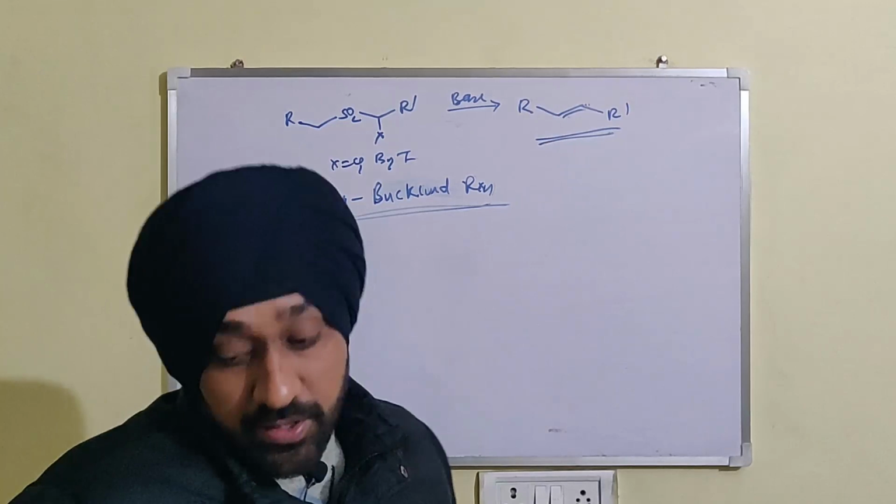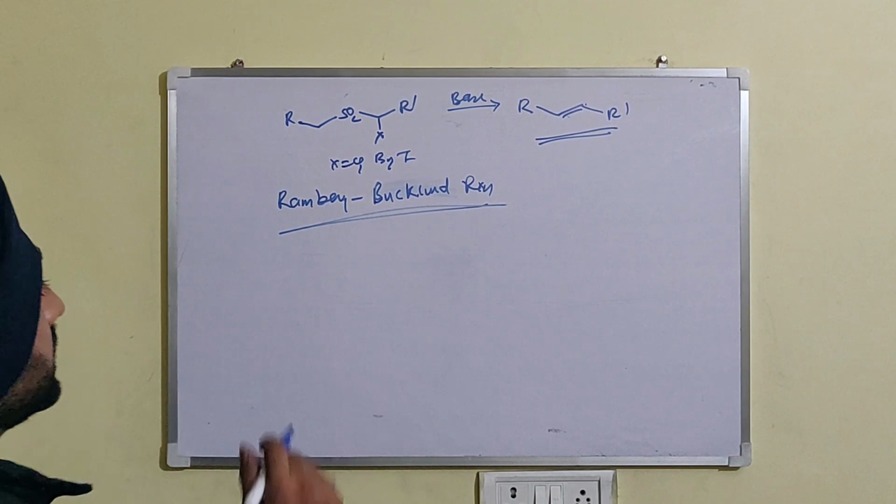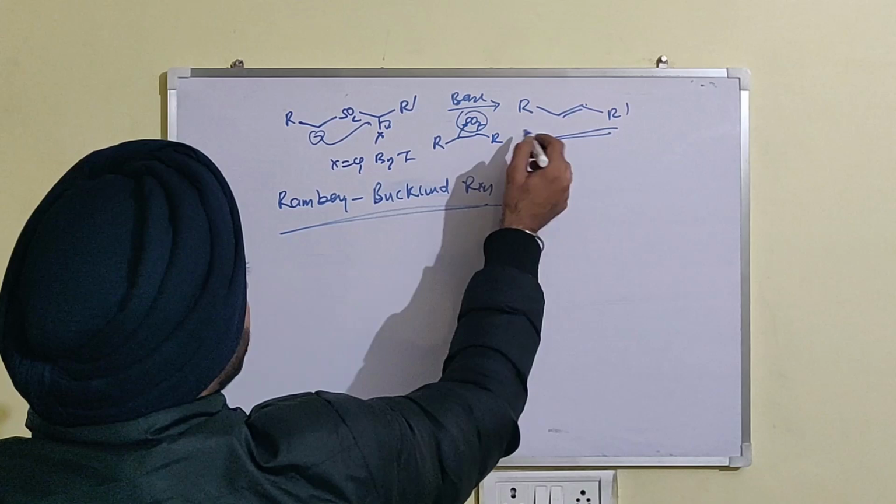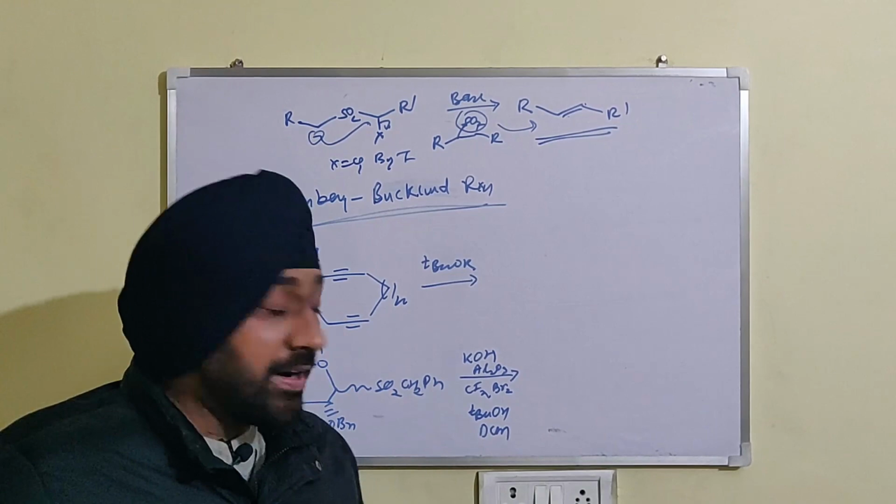Now let us just take one or two examples. How does it happen? We already know what the base will do. The base will abstract from here and remove this. So this is what you will form, SO2R, and elimination of SO2 will give you this one. Now let us take one or two examples. So now let us look at these two examples.